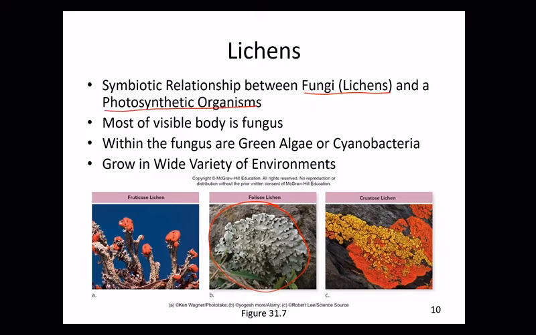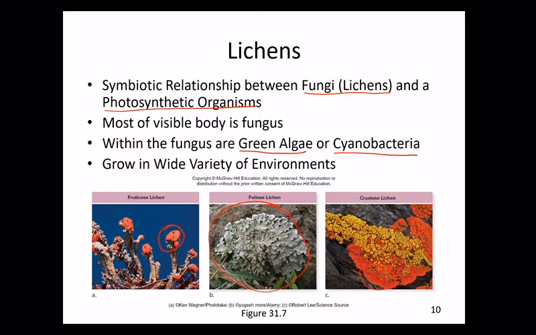Now, I say photosynthetic organism on purpose, because it's not necessarily a plant or an algae. Many of them have a green algae as their photosynthetic partner. But some of them also contain cyanobacteria. Quite often, it is the photosynthetic organism that's giving the color to the lichen, because they're going to contain the pigments that we talked about to collect the sunlight.